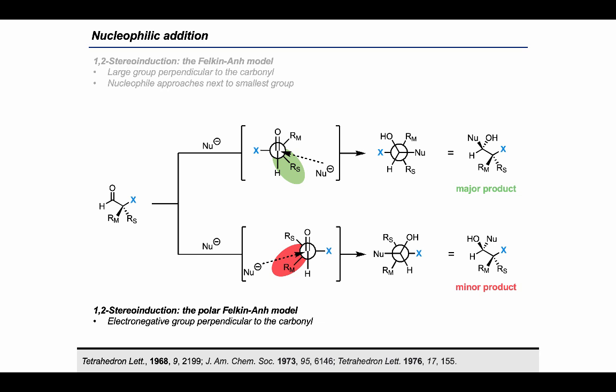As before, we can then consider the preferred trajectory of the nucleophilic attack, taking into account the Bürgi-Dunitz angle. Here we have just directly replaced the large group with an electronegative group, so the stereochemical outcome of the reaction is the same as before.